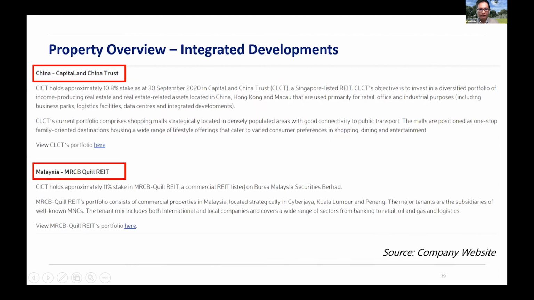They also have some stake in some other REITs. So CapitaLand China Trust is also invested in Malaysia's MRCB Quill REIT. So of course, this is again another CapitaLand REIT listed in Malaysia.